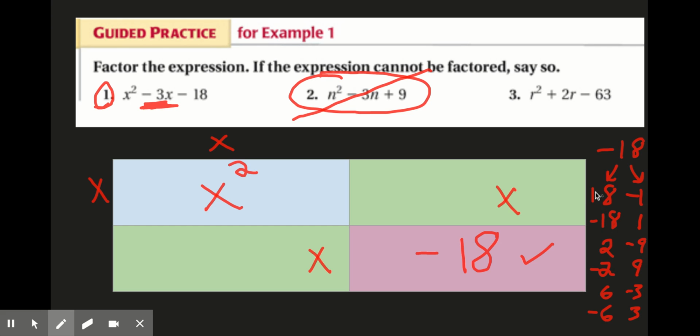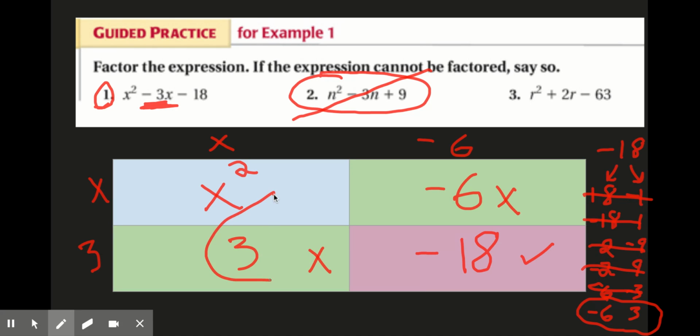So these ones, when I add them together, nope, nope, nope, nope. Okay, 6 minus 3 is positive 3, but that's not what I want. I want negative 3, so it's got to be this pair right here. Negative 6, that way I get negative 6x, and positive 3, that way I get 3x. And what happens when I combine these like terms is that I get negative 3x.